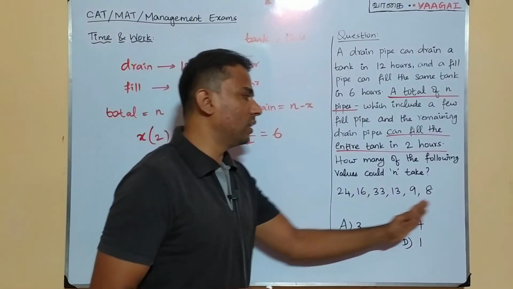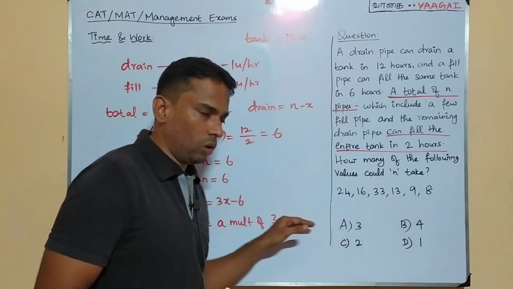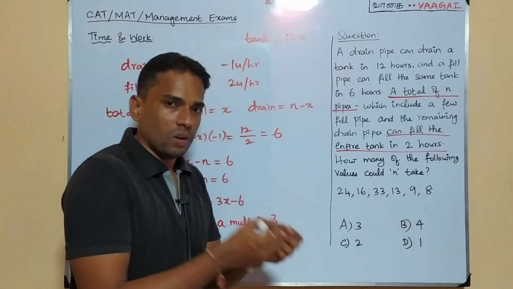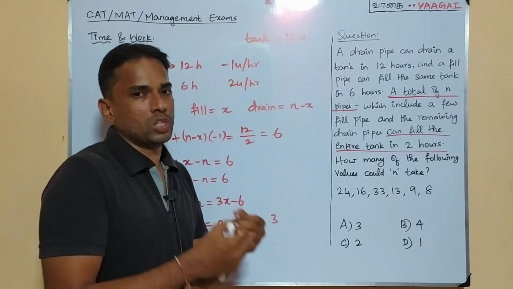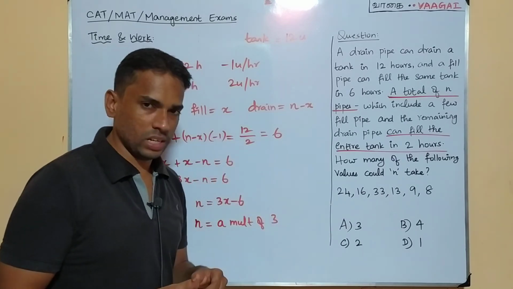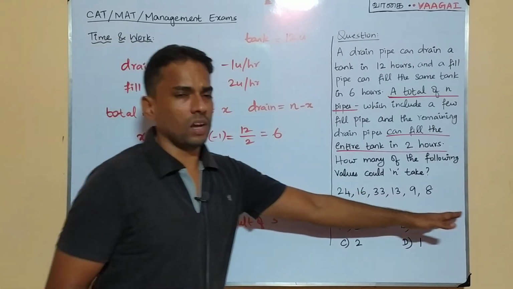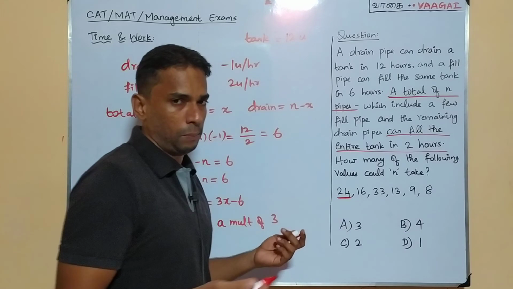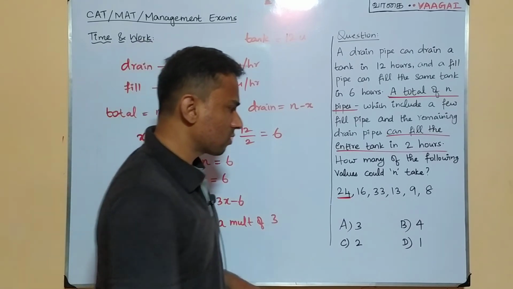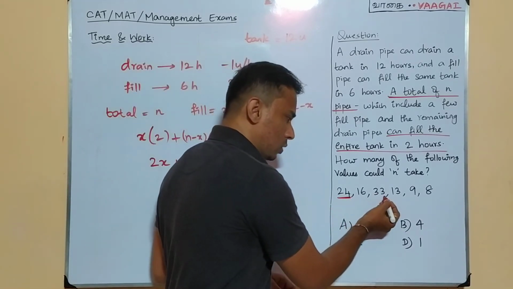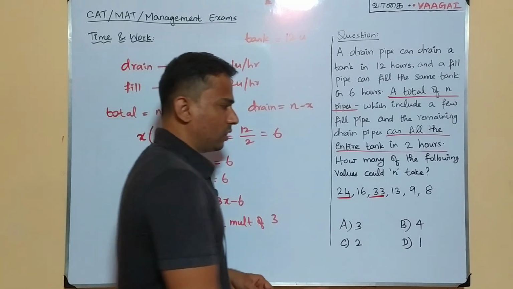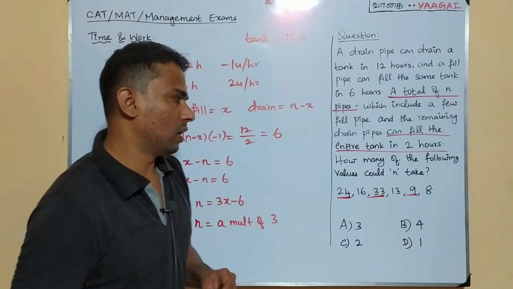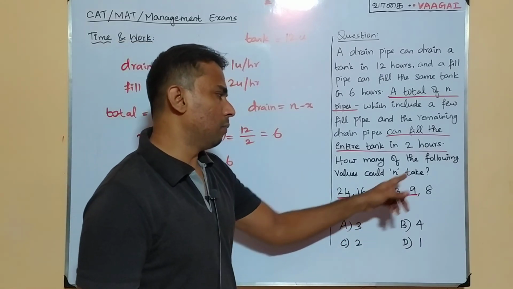So now we'll go for the choices. We'll go through the possible values given, and out of which we'll pick what values n can take. It's very easy for us to test. Only the multiples of 3 are allowed for n, right? In that case we can have 24, that's a multiple of 3. We can't take 16, that's not possible. 33 is possible, right? And next 9 is possible, because 9 is also a multiple of 3, but other numbers are not possible.